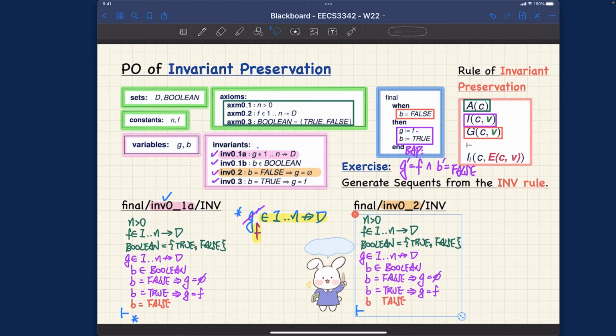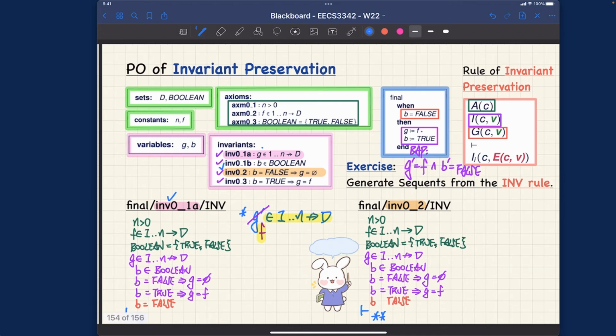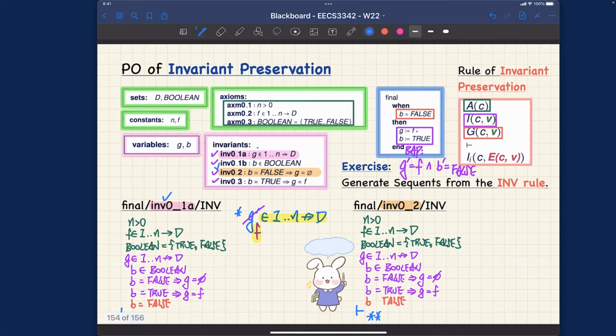And what's really left is the goal to put in. Let me put star, star over here. And the invariant that we need to put in will be inv0_2. So I'm going to put B prime, which is a Boolean variable, equals true, the post-state evaluation for that, implies G prime equals F. And let me emphasize again, the reason that we don't put prime for F is because F was declared as a constant. Constants really don't have the notions of pre and post states, right?